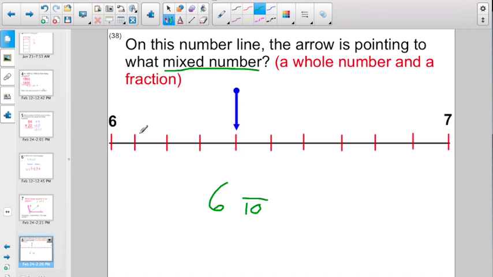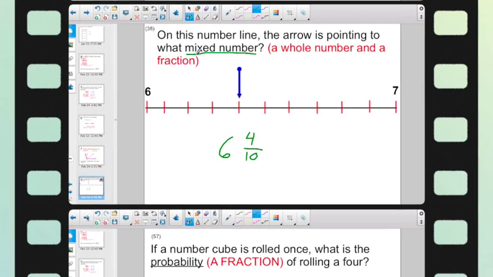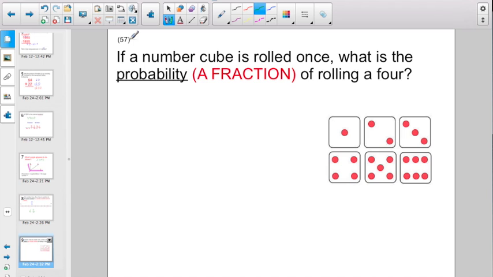Now let's go ahead and figure out my numerator. Here is 6 1/10, 6 2/10, 6 3/10. So this is 6 4/10.